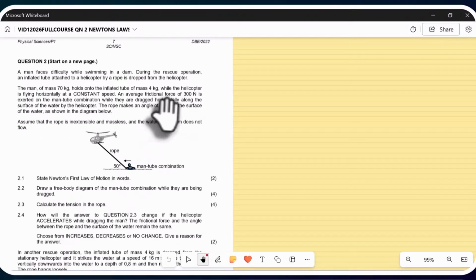An average frictional force of 300 newtons is exerted on the man-tube combination while they are dragged horizontally along the surface of the water by the helicopter. The rope makes an angle of 50 degrees with the surface of the water as shown in the diagram below. Assume that the rope is inextensible and massless and the water of the dam does not flow. So this is the helicopter here, this is the man-tube combination, this is the rope at 50 degrees.